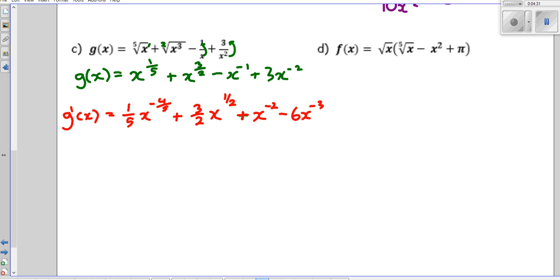This is fine. If all it's wanting is the derivative, that's totally fine. Be aware that they might be asking you to show that the answer is this. So let's show you some alternative ways that this could be expressed.